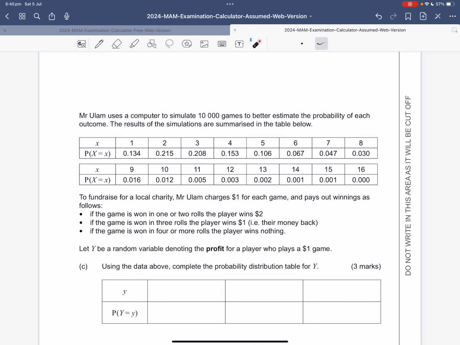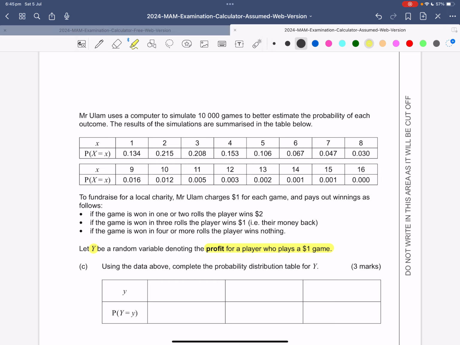Okay. Anyway, to fundraise for a local charity, Mr. Ulam charges $1 for a game and pays out winnings as follows. Now be very careful whether this question is in terms of Mr. Ulam, the charity, or the player. You can clearly see that Y is the profit. Let Y be the profit for a player who plays. So Y is for the player. A lot of people don't read the question, and sometimes they change the perspective mid-question.